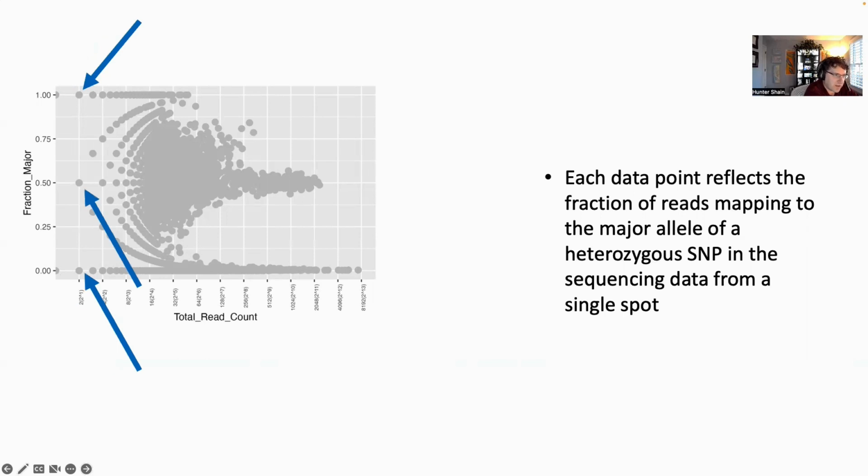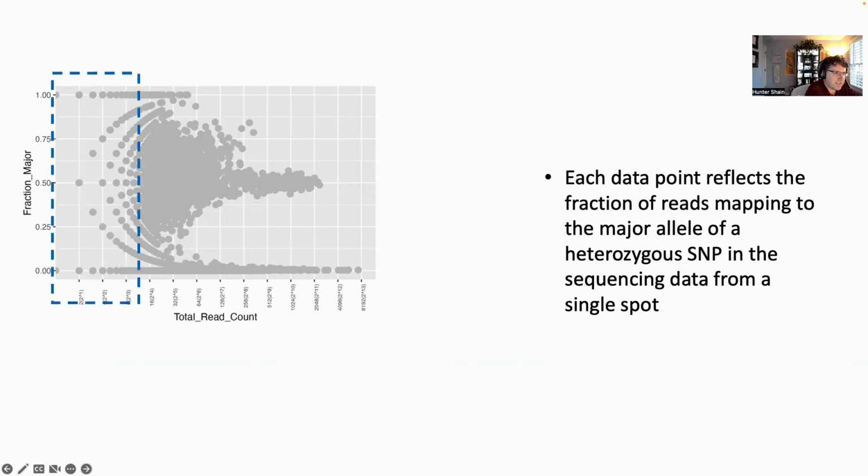And then you can go on and on and on. If you had 2x coverage, you will either have 2 reads mapping to the major allele, 1 to each allele, or 2 reads mapping to the minor allele. So this neat pattern you see here is, as I mentioned, just a reflection of all of the various possible combinations of allelic ratios that one could observe.